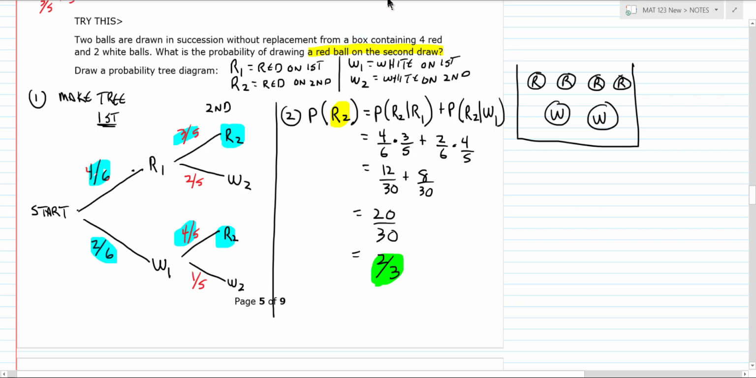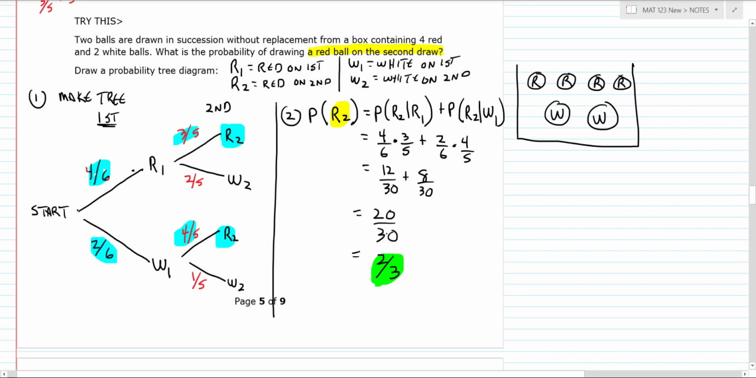So what you would do is you're really doing the probability of getting a red on the second draw, given that you got a red on the first. So that's 4/6 times 3/5. The other way is the probability of red 2 given white 1 would be 2/6 times 4/5 like that. Okay, multiply this out, that's 12/30, that's 8/30. Add the probabilities together, you get 2/3.